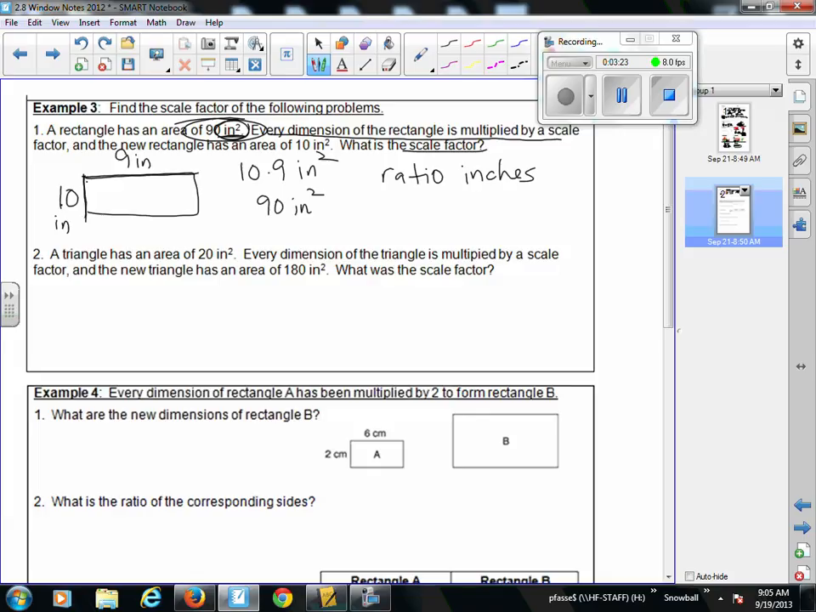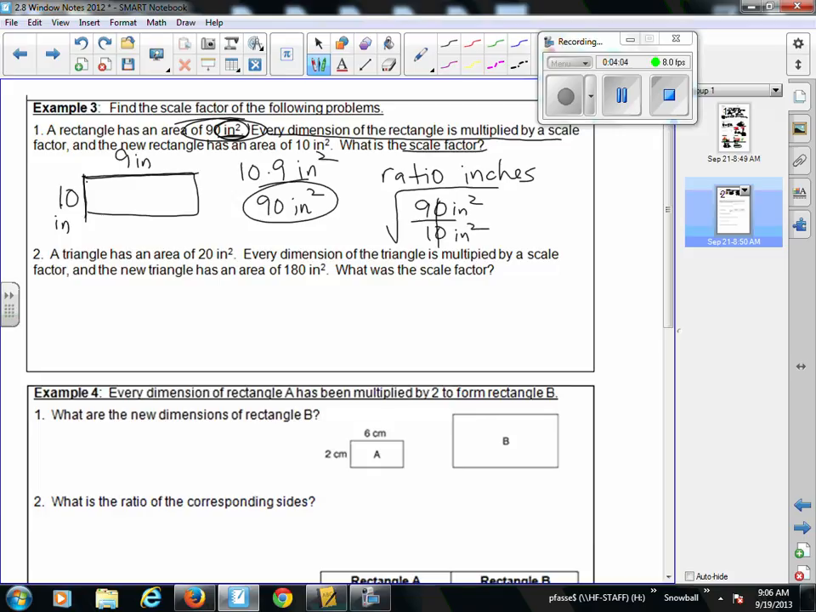So if you have inches squared, which we have here, in order to get inches, we have to square root it because the square root of a square cancels. So if we have 90 over 10, inches squared over inches squared, and we square root it, that will now give us the correct ratio for inches. The reason is that, again, we don't want the ratio of inches squared, we want the ratio of inches. So to get the correct units, we have to square root it.